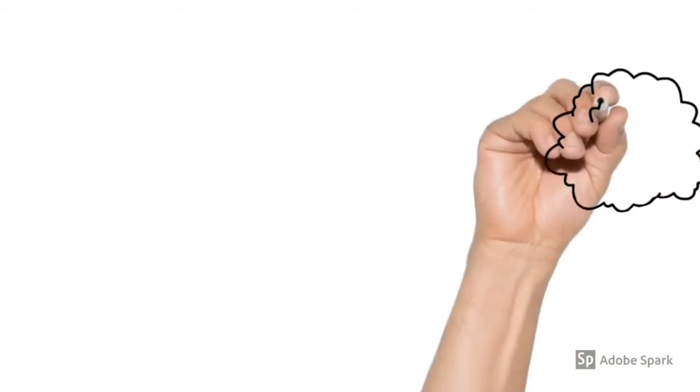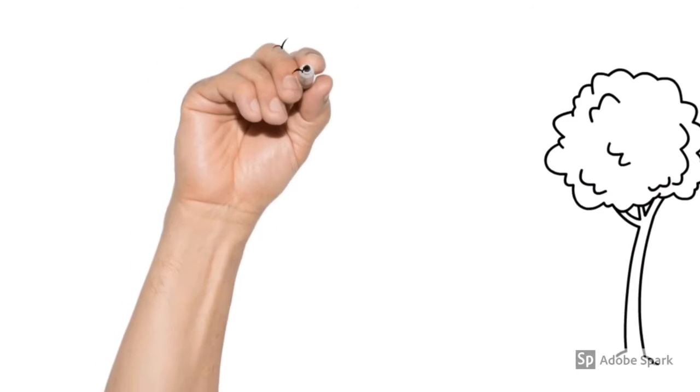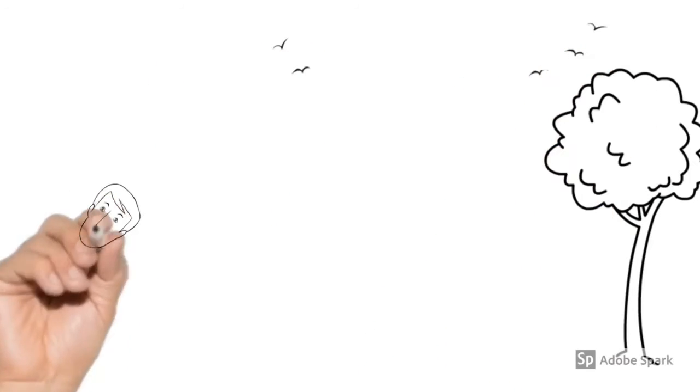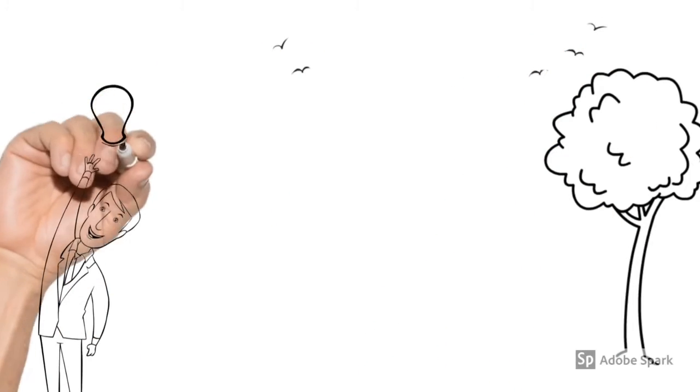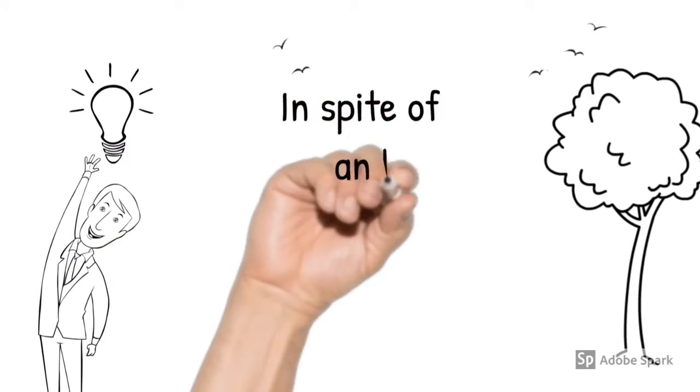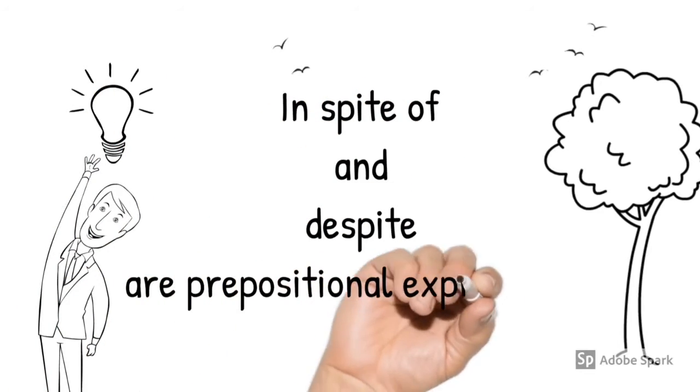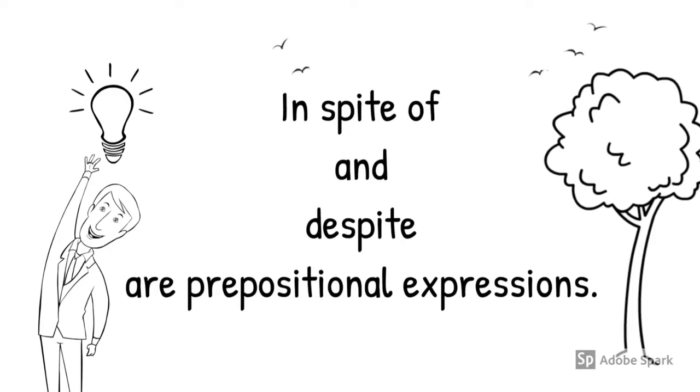In spite of and despite are prepositional expressions. They have similar meanings to although or even though, and they are interchangeable. They express a contrast between two things. They are also placed in front of a noun or pronoun. They are both more common in writing than in speaking. Despite is a little more formal than in spite of.